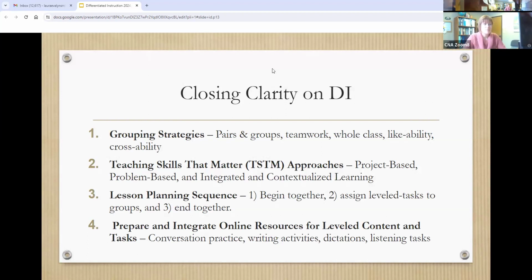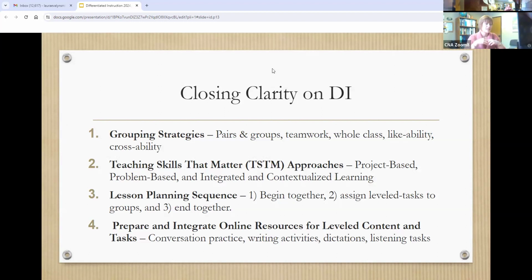And TSTM, for those that remember the Teaching Skills That Matter professional development experience that we had last in a previous year, project-based learning, problem-based learning, and integrated and contextualized learning really lend themselves to team approaches and differentiating instruction, because in a project-based experience, students can have different roles based on their skill set and interest.